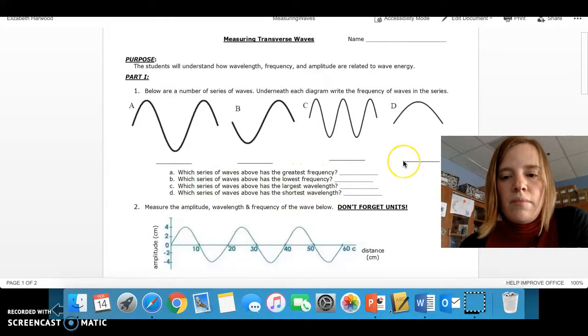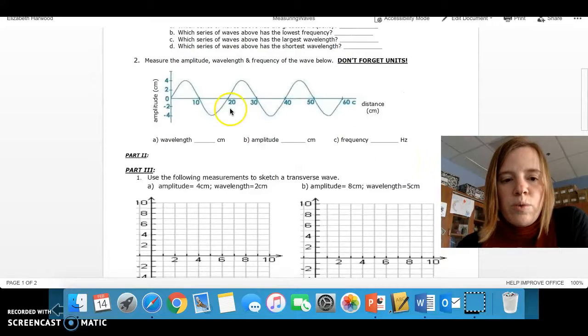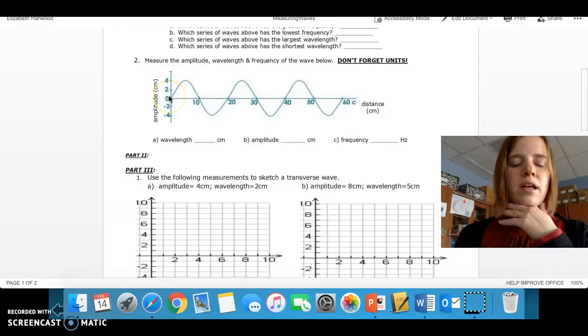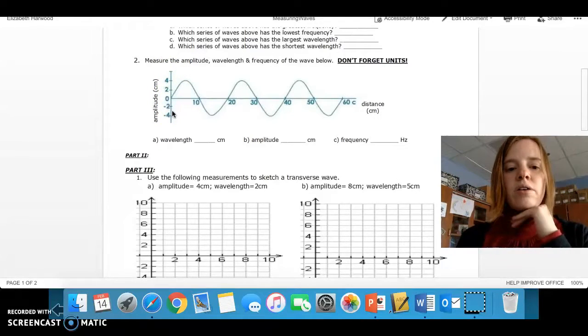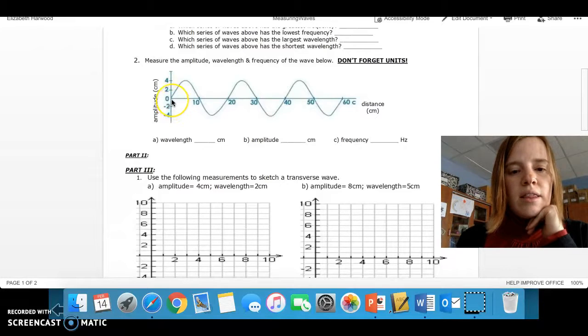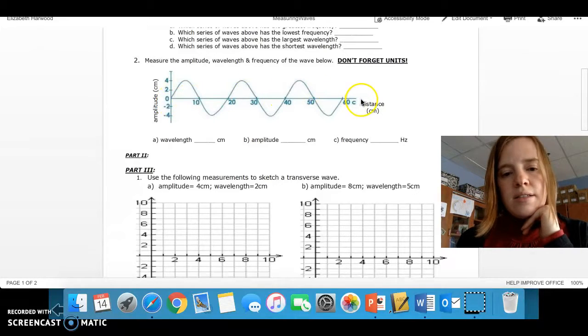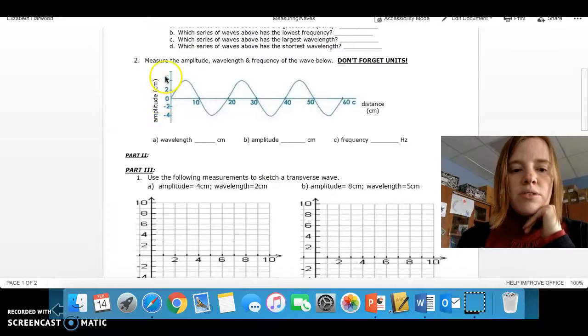Okay. Next, we're going to measure the amplitude, and I put this in a graph form. You guys are very used to graphs at this point, or you should be. And you can see that on the x-axis is the distance, and on the y-axis is the amplitude. Okay? So you're going to figure out the wavelength, which is in centimeters, so that's the distance, the amplitude, which is also in centimeters, and then based on that, the frequency.